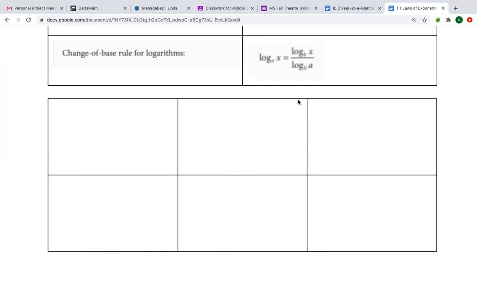Lastly, we have a change of base. For a change of base, really the key that you're looking for is based off of this formula. So I'm going to go ahead and put the problem down, and then I'll describe what it is. So if I have log of 2 times log base 2 of 5.